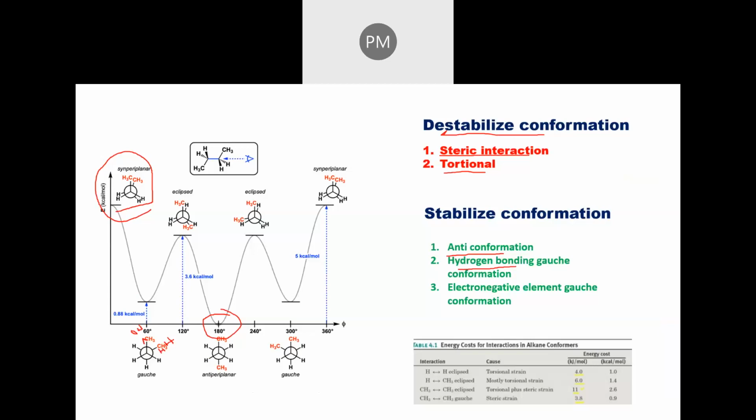So what is the torsional strain? If there is hydrogen in the eclipsed position, eclipsed means this position, then the torsional strain is 4. If there is methyl and hydrogen, the torsional strain will be 6. If there is methyl, the torsional strain is more. If there is gauche, the torsional strain is less than the eclipsed conformation.